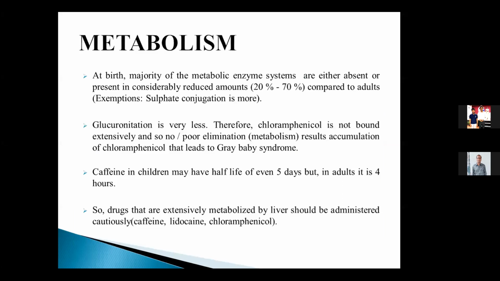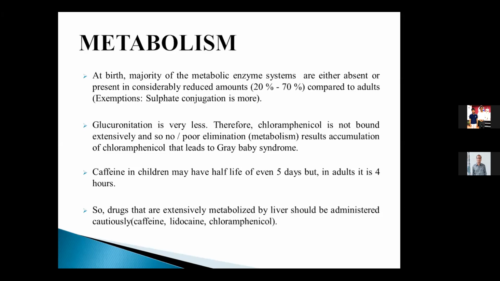Now, metabolism. At birth, the majority of the metabolic enzyme systems are either absent or present in considerably reduced amounts, 20% to 70% compared to adults. The exception is sulfate conjugation, which is more. Glucuronidation is very low, therefore chloramphenicol is not conjugated extensively, resulting in poor elimination and accumulation of chloramphenicol that leads to gray baby syndrome.